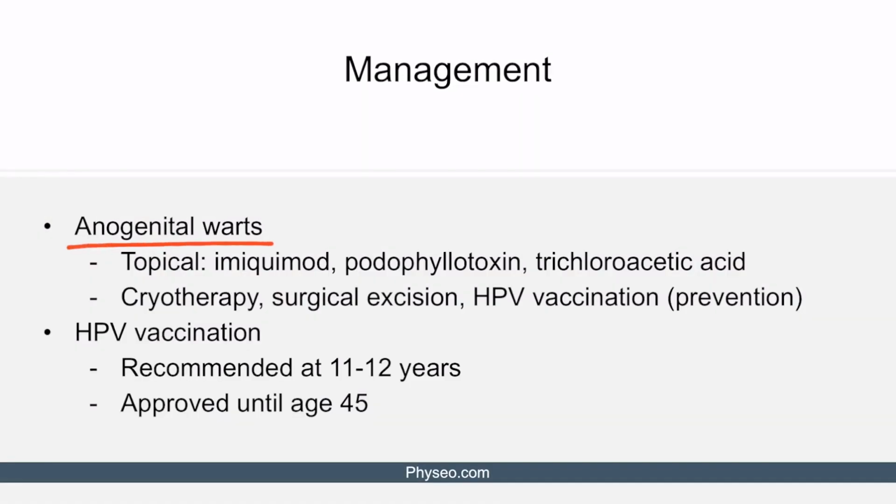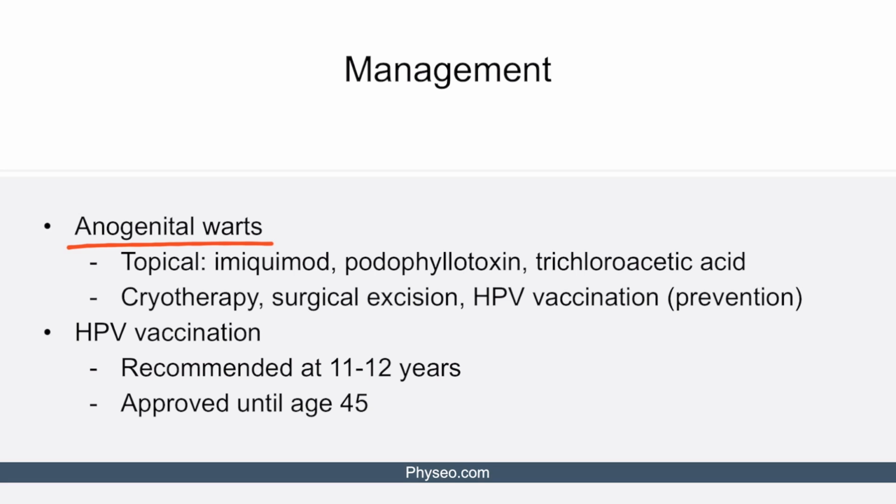Anogenital warts, or condylomata acuminata, can be treated by various options. Topical therapies, including imiquimod, podophyllotoxin, and trichloroacetic acid, can be given. Invasive therapy options include cryotherapy and surgical excision.